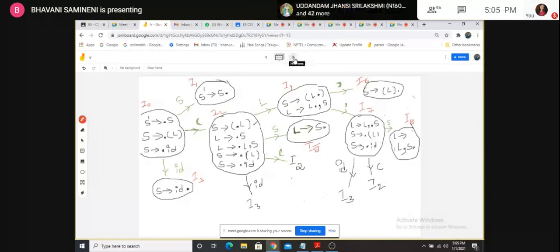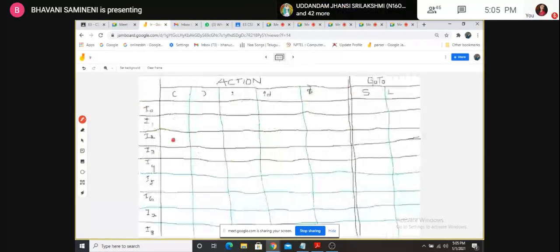Okay, here I have given the basic skeleton. So these are the items we got, I0 to I9, and corresponding to action we have to specify what all terminals we got. All the terminals are open parenthesis, close parenthesis, comma, ID, as well as a dollar, and in the goto part we are going to mention the non-terminals. Okay, so that is L and S, we are going to write it here. Clear? So now we will fill these actions.